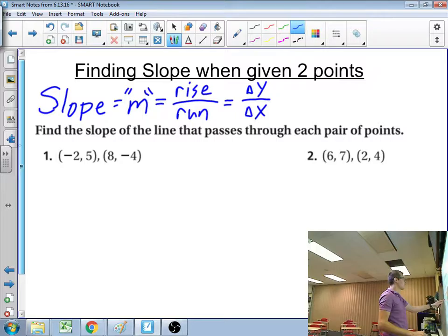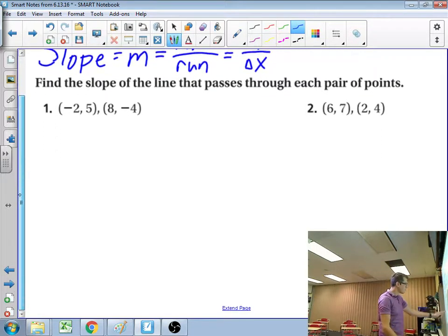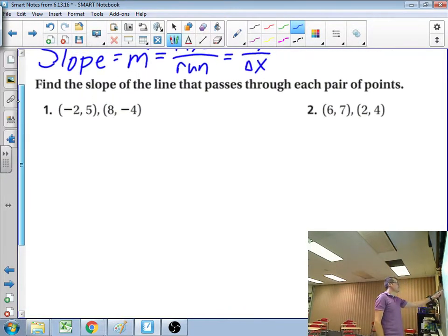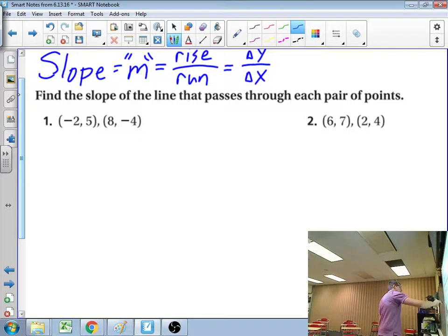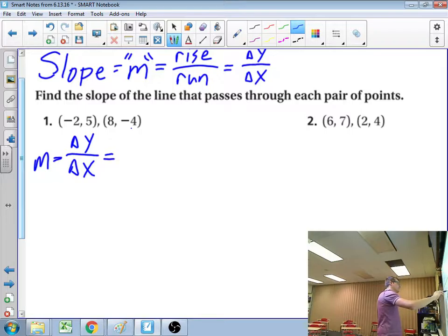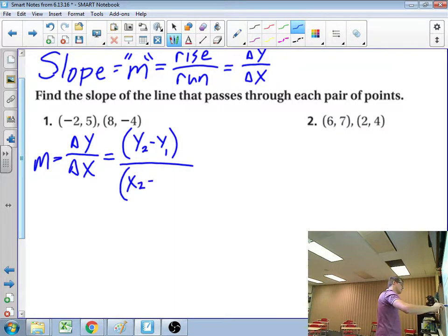So here in number 1, where we want to find the slope between these 2 points, we can set up that we want our m, and we're looking for delta y over delta x. To find that, we do y2 minus y1 over x2 minus x1. Now some people get confused with this notation, y2 and x2 and all that stuff. It's just meaning which point is your first point and which point is your second point.